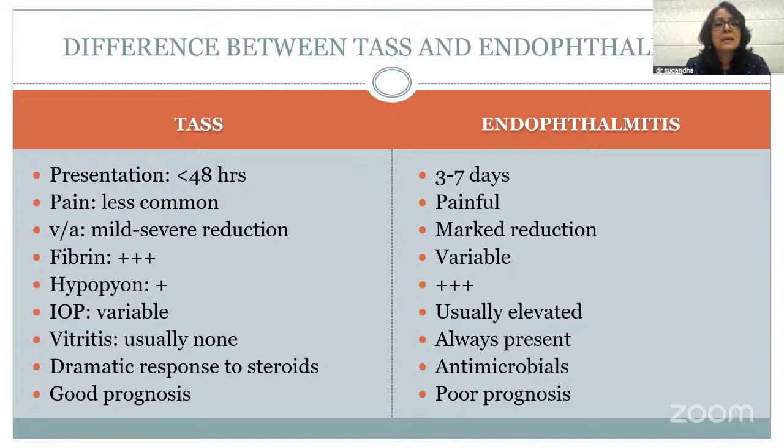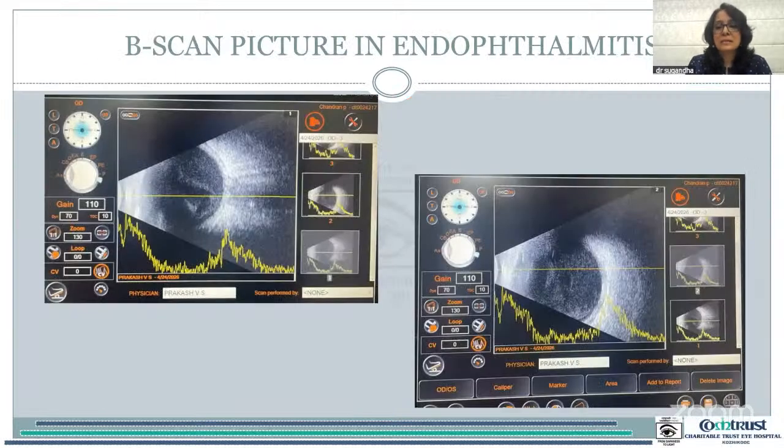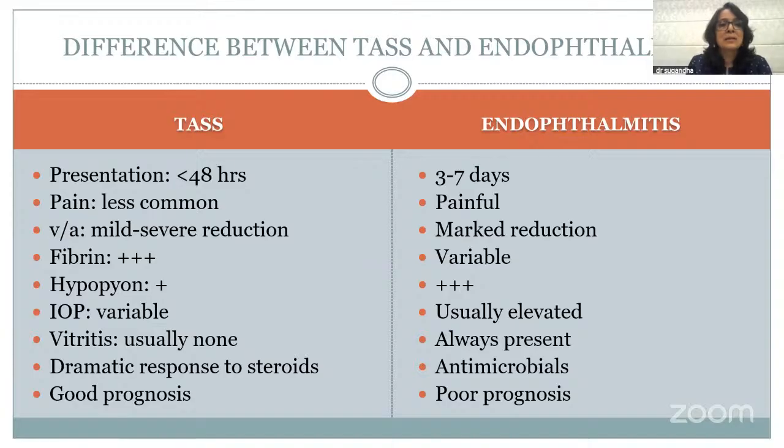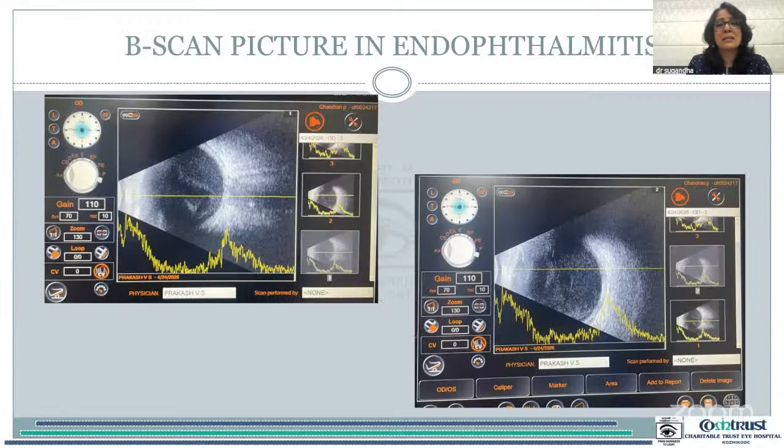I hope all the PGs can just have a look at this, and it's pretty obvious. TASS has an early presentation and endophthalmitis a slightly delayed presentation, and endophthalmitis is characterized by severe pain, lid edema, and marked reduction in vision. The posterior segment involvement is always present in endophthalmitis, whereas in TASS it is absent. There is usually no posterior segment involvement at all. Okay, so these are B-scan pictures to show the posterior segment involvement, intense vitritis in endophthalmitis.